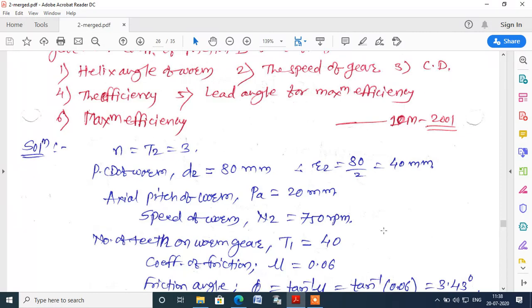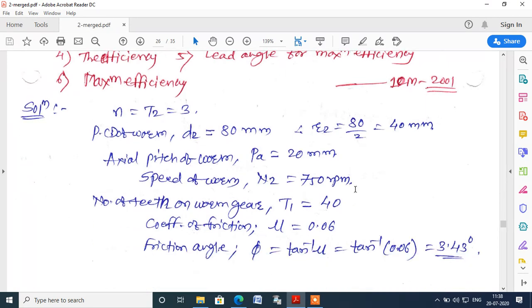Number of teeth on worm gear is given, so that is T1, equal to 40. Coefficient of friction mu is 0.06. From that we can calculate friction angle phi. So phi equal to tan inverse mu, so tan inverse 0.06, that is nothing but 3.43 degree.